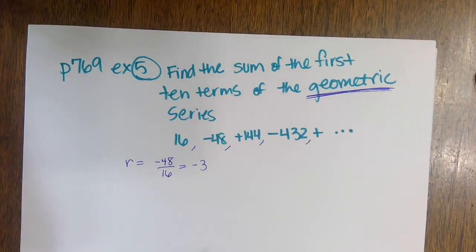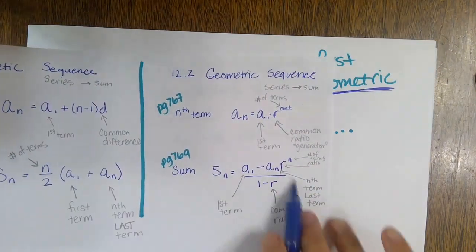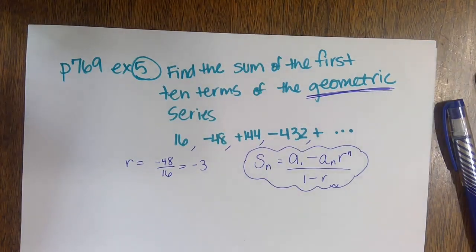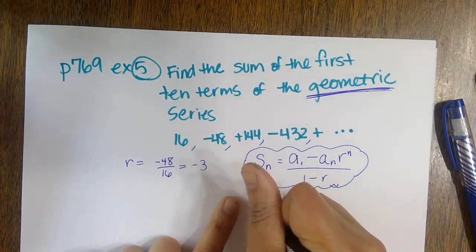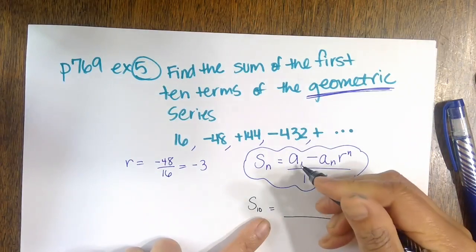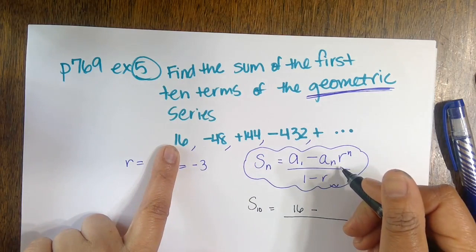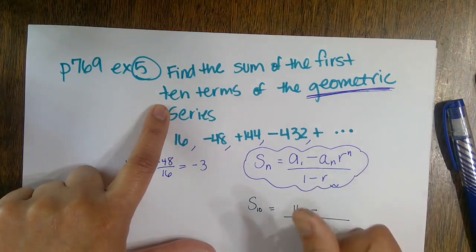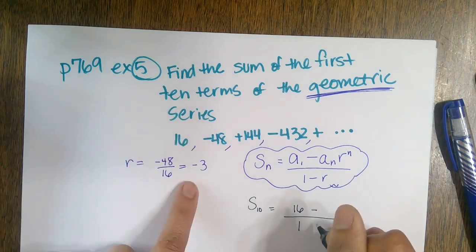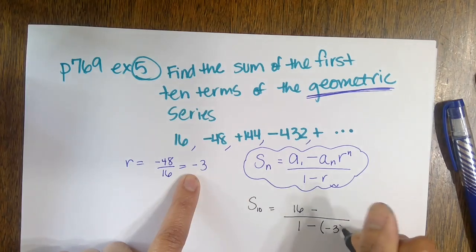Okay, so go back to my formula. It is this one, the sum of a geometric sequence. So I'm going to go ahead and write that down. Take a minute, copy that down as well. The sum of the first 10 terms is equal to your first term, 16, minus, oh, you need to know your nth term, which means you need to know the 10th term. I don't know that, so I have to go back and figure that out using the rule. 1 minus your common ratio, which is negative 3. Be careful with this one: 1 minus an already negative 3.